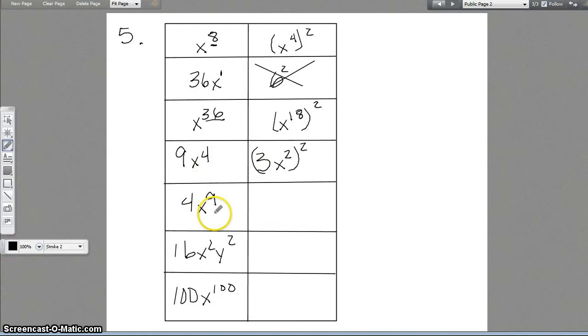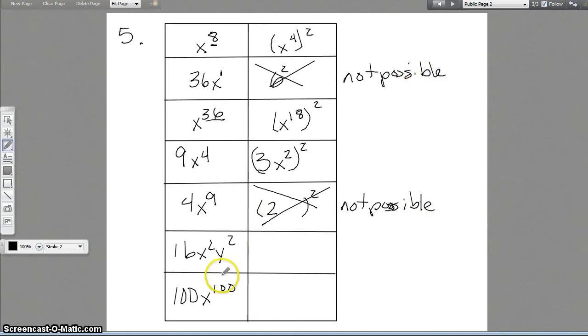Okay, the next one is 4x to the 9th. Notice 4 is a square number, so we could write that as 2, and then we're going to square it. The x to the 9th, though, that's an odd power of x, and because that's an odd power, we can't write that as a square. So for this one, we would need to say not possible. My writing is lovely. This up here is also not possible.